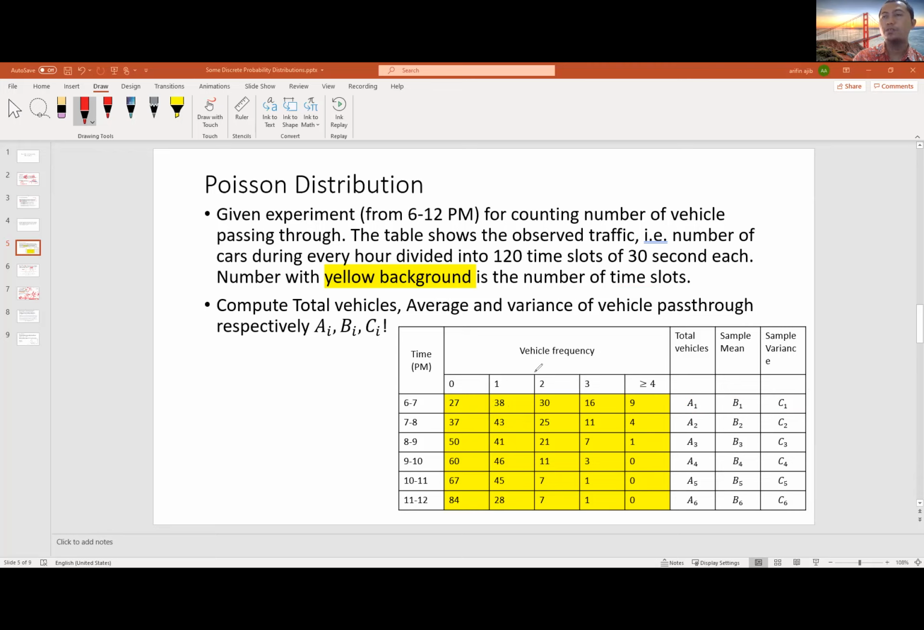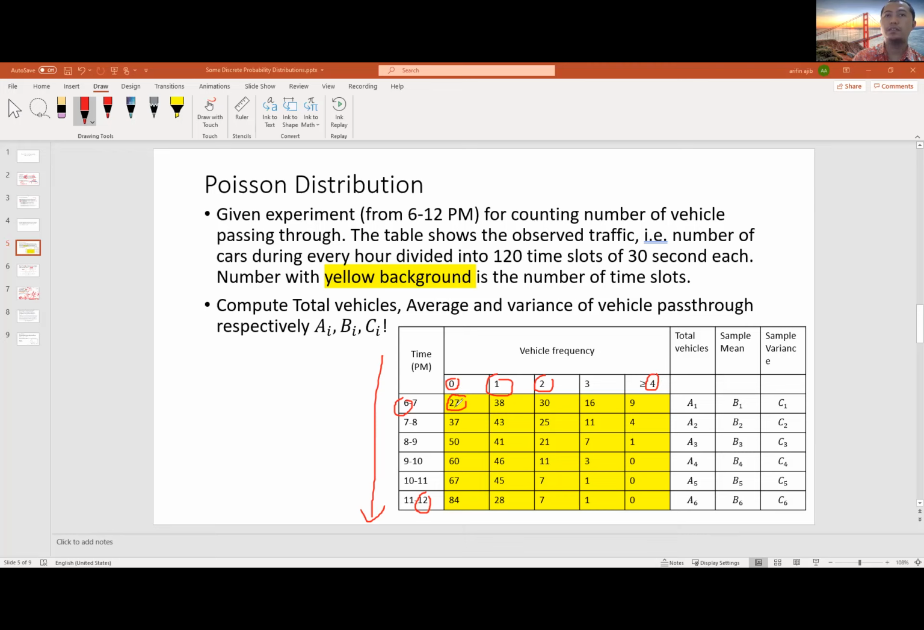For example, how to read this data. This is the time taken of the data from 9 to 12 p.m. And this is the number of vehicles passing through: no vehicle, one vehicle, two vehicles, three vehicles, and equal or greater than 4 vehicles. And then this is the time slot.